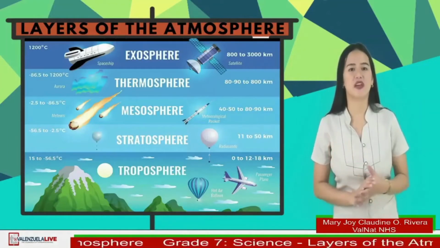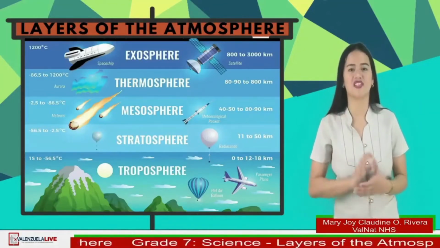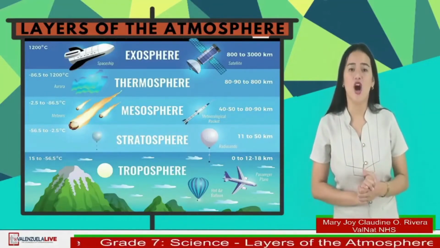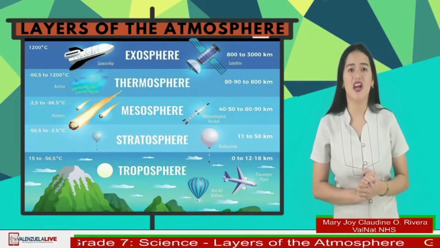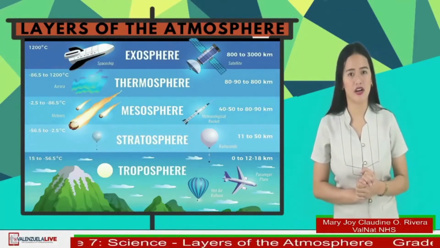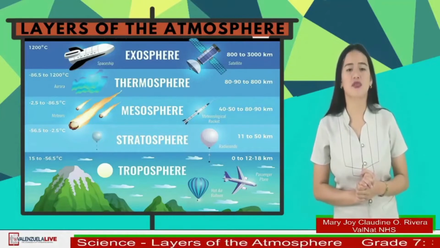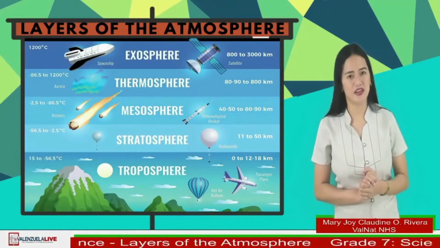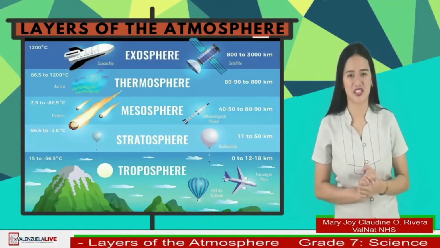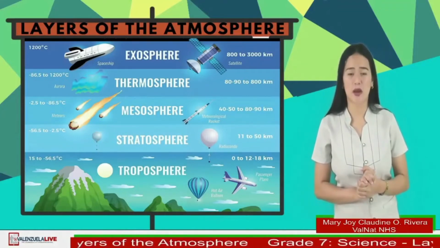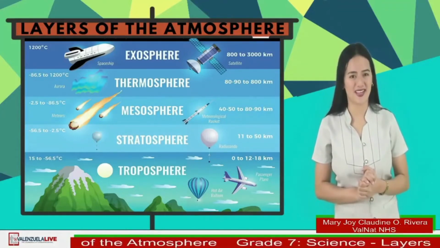Earth's atmosphere has 5 major and several secondary layers. From lowest to highest, the major layers are the troposphere, stratosphere, mesosphere, thermosphere, and exosphere. Let us talk about them one by one.